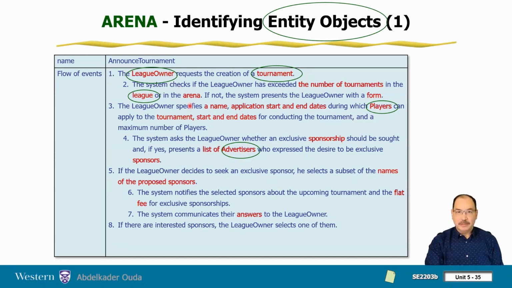What about arena? Don't forget, it is the system itself. It's not part of the system. League owner is part of the system. League is part of the system. Tournament is part of the system. Arena is the system itself. Don't confuse yourself with this. When you have the name of the project or the name of the application, don't consider that you need to create an entity class for it, because you assume that this is the database of the system. No, it's not. It's the system itself.